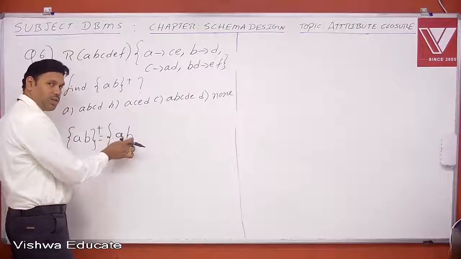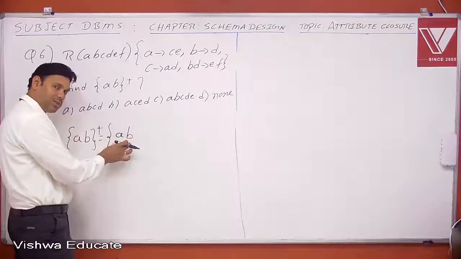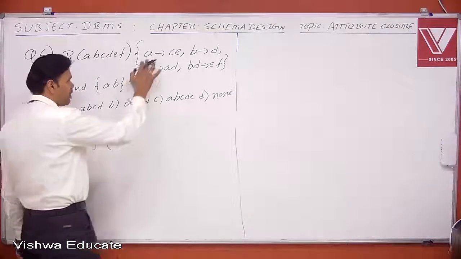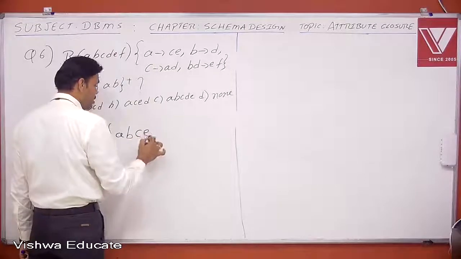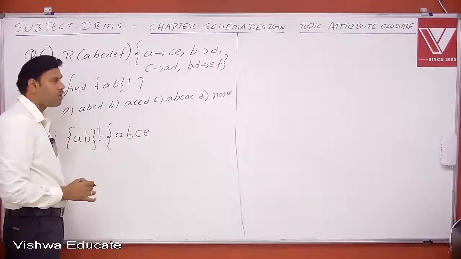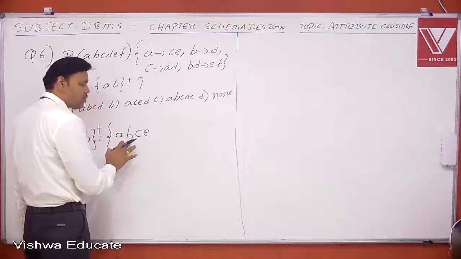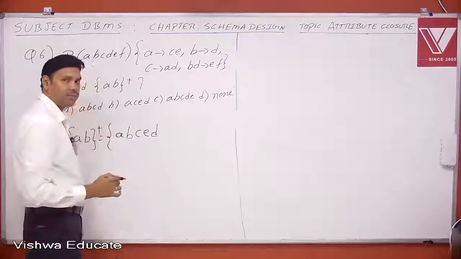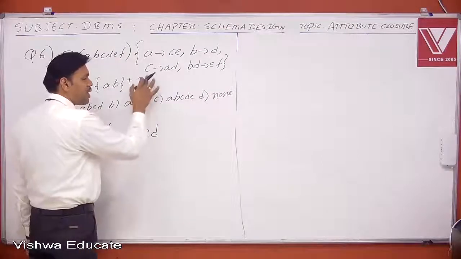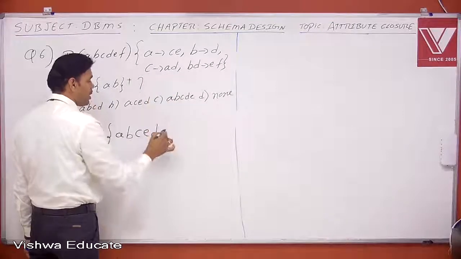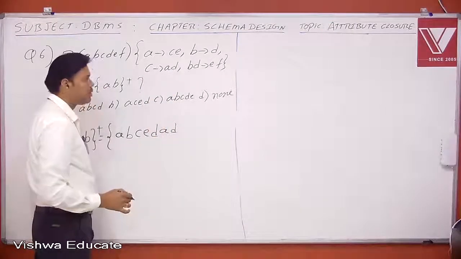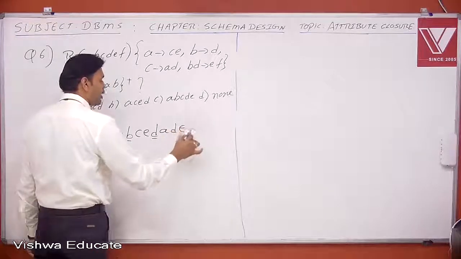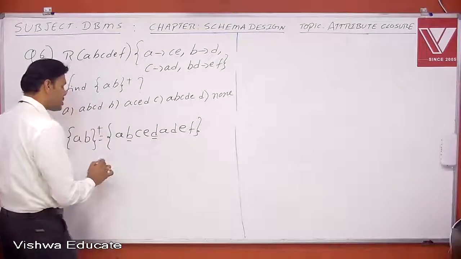Now map the attributes based on Armstrong axioms. I can use A individually or B individually, or I can use AB combined together, right? Now, if I know the A value, I can get C and E. If I know B, I can get the D value. Since I know the value of C, I can get A and D. Since I have the combination of B and D, I can get EF.